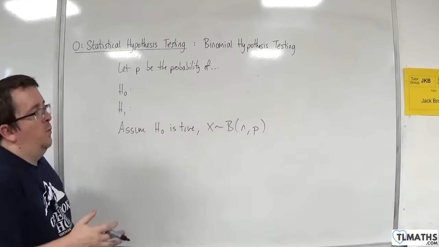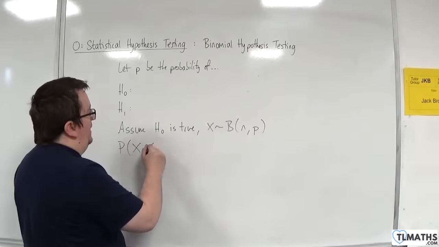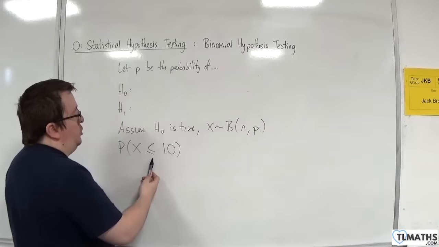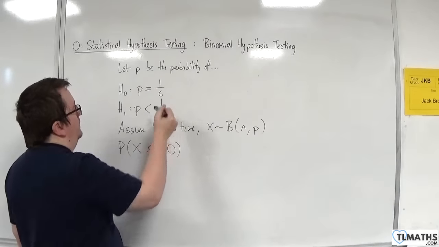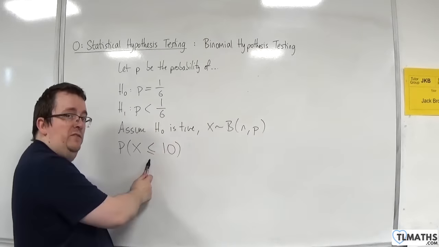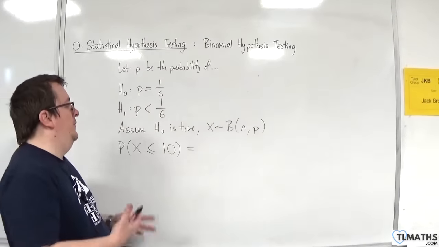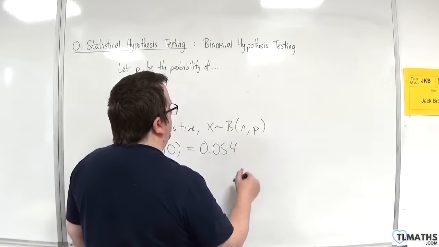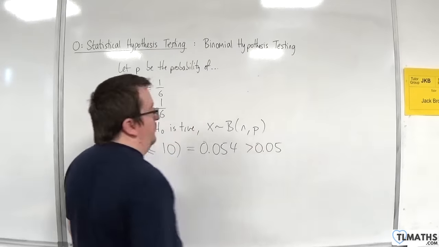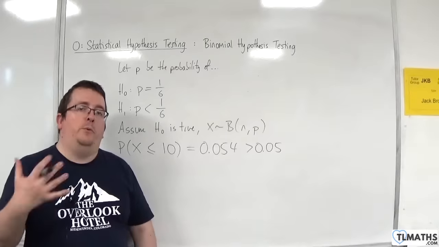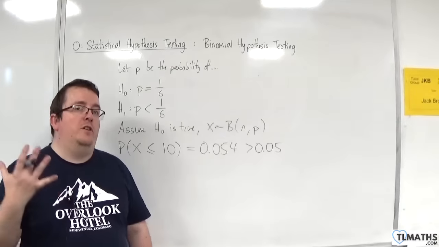And then if you are working with a p-value method, then you are going to find the probability of x being, let's say, less than or equal to 10. Now, the direction of that arrow should match what you've got here. Okay? So if that's greater than, that should be greater than or equal to. You work out that probability, you compare it against the significance level. So let's say that this was 0.054. And then we're working with a 5% significance level. Well, that's greater than 5%. So the result is not significant, so we fail to reject the null hypothesis. And then we must write a concluding statement in context that is non-committal.